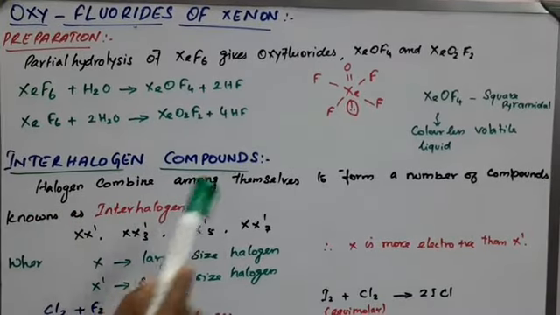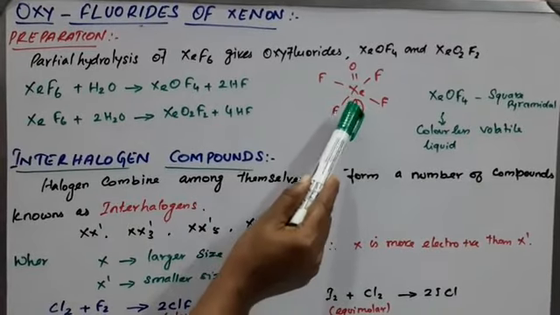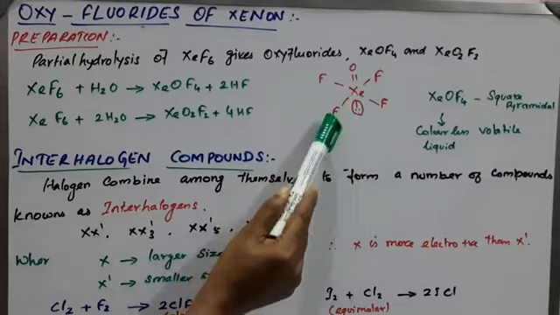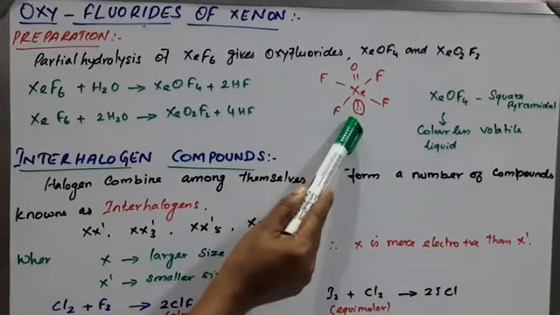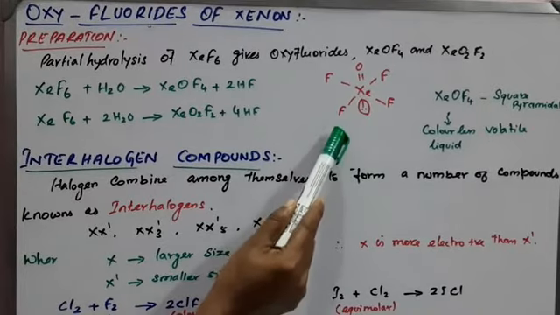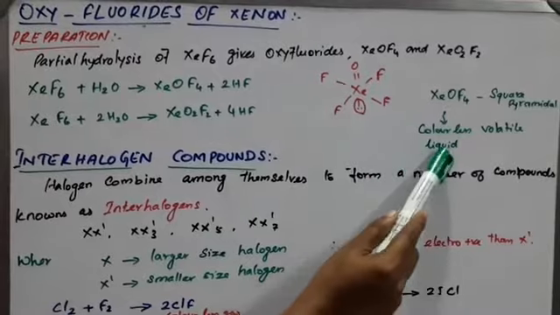Okay, right. And this is the structure for XeOF4. Okay, it has 5 bond pairs and 1 lone pair. Okay, it looks like a square pyramidal shape. It is a colorless as well as volatile liquid. Okay, right. This is for 1 mark questions.